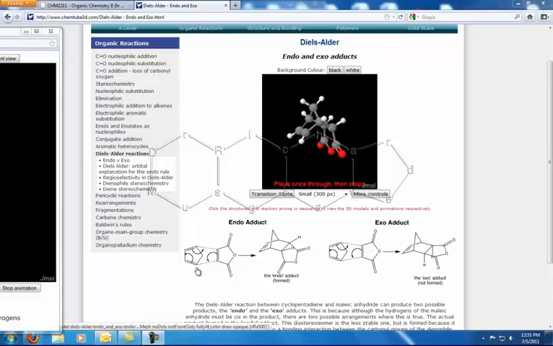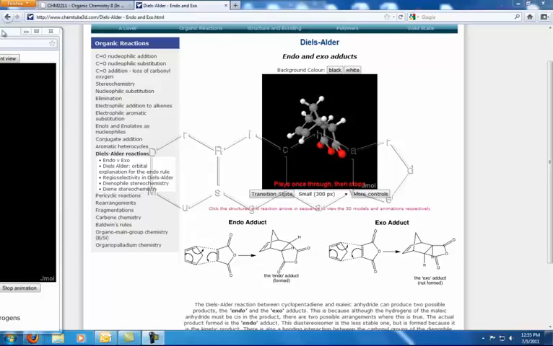So you can see that what's going to happen is we're joining this C at the end of the diene to this C at the end of the dienophile, and this C at the end of the dienophile to this C at the diene. So we end up with this kind of product where we end up with a double bond here and new bonds between here and here. Now the two ways that we can add are called endo and exo.